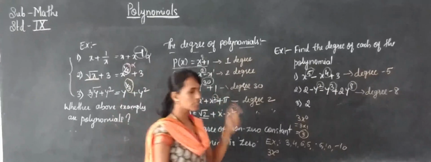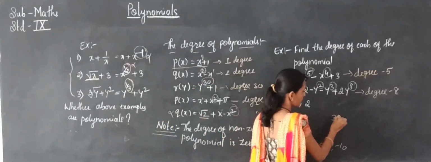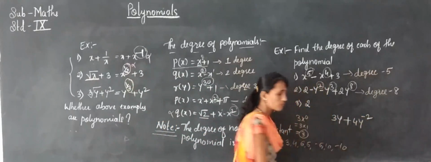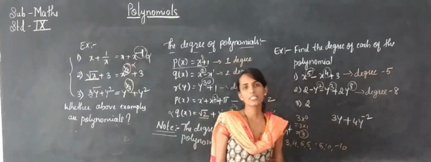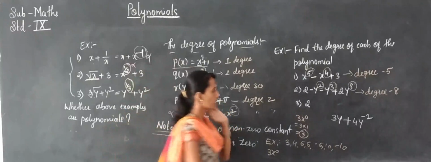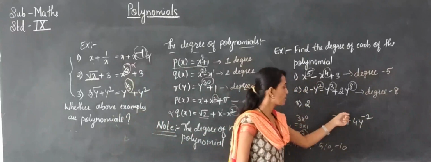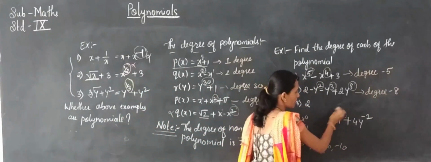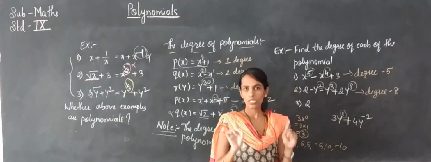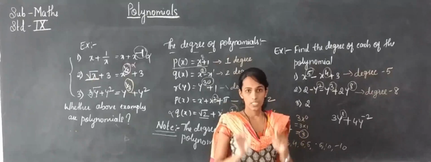But what if they give something like 3y plus 4y to the power minus 2 and ask for the degree? You might write that 1 is given and minus 2 is given, minus 1 is greater than minus 2, so the degree is 1. But that is totally wrong, because the exponents of a polynomial have to be whole numbers.